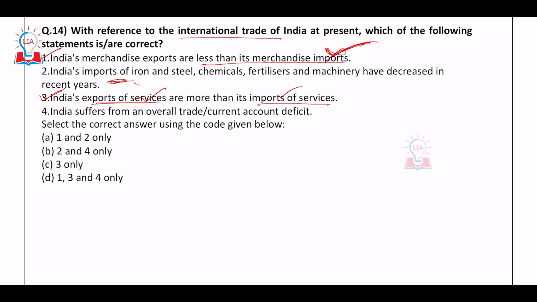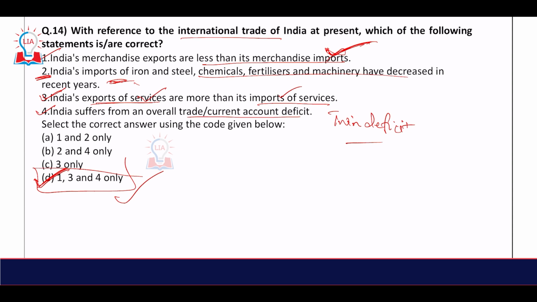India suffers from an overall trade or current account deficit. This is absolutely true. We suffer from what is known as twin deficit, right? So we don't know anything about 2, right? Even with that, 1, 3, 4 are right. So is there any other option left? There is no other option. So answer is D.